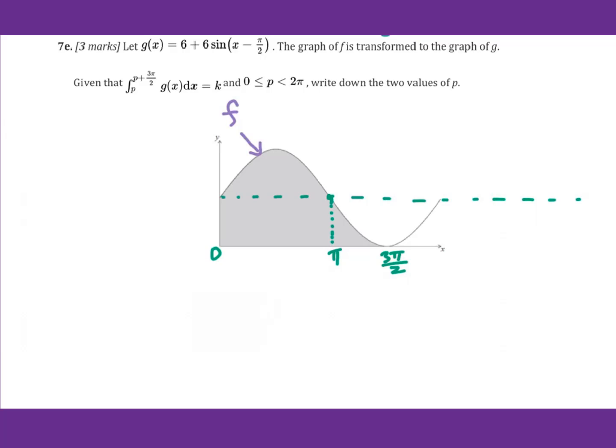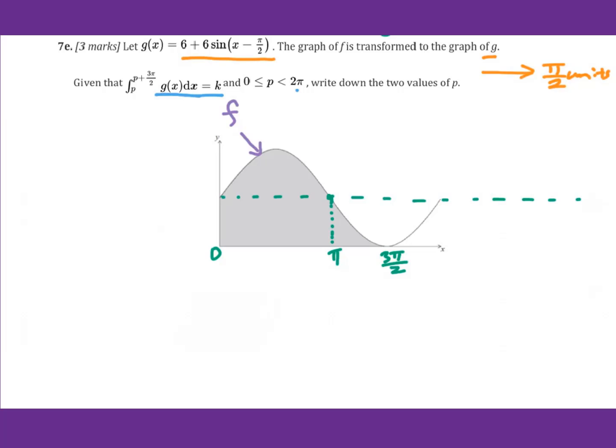Let's go to 7e. Let g of x equal 6 plus 6 sine of (x minus pi over 2). The graph of f is transformed to the graph of g, which means move to the right pi over 2 unit. Given that the integral from p to p plus pi over 2 of g of x dx equals k, and p is between 0 and 2 pi, write down the two values of p.